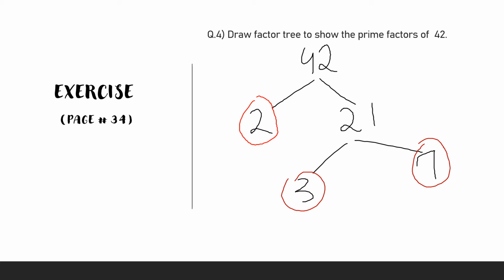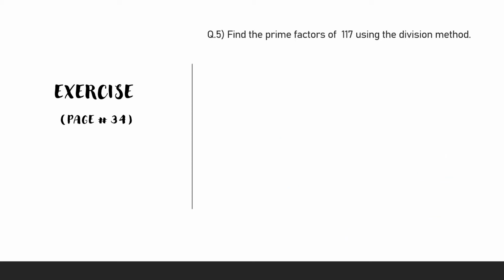And we can write it like this: 42 is equal to 2 multiplied by 3 multiplied by 7. See, this is how we write prime factors. So the prime factors of 42 are 2, 3 and 7. If we multiply them together, it makes 42. Let's do another question of the division method.